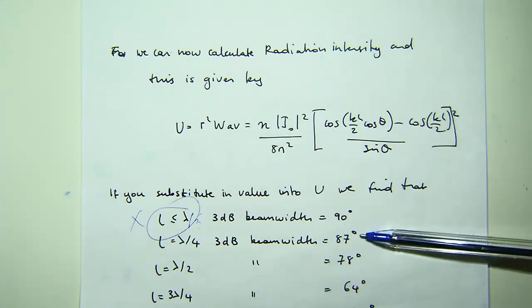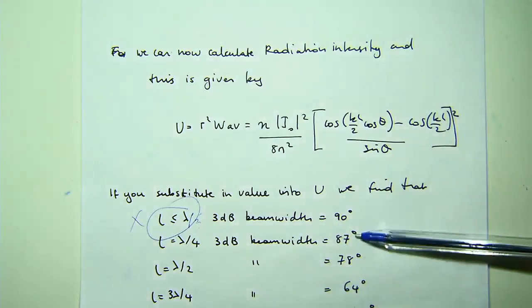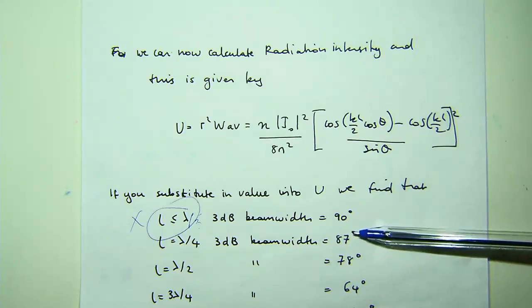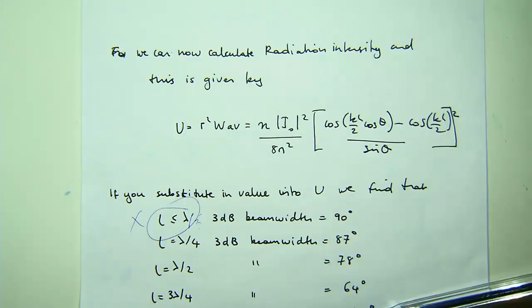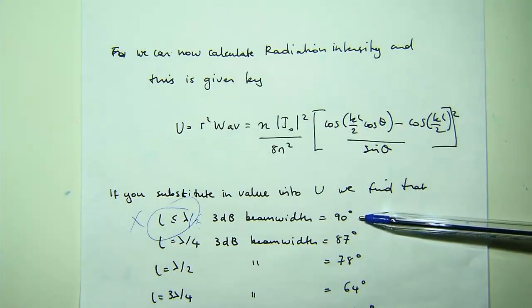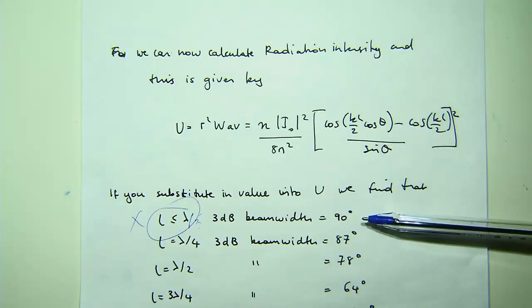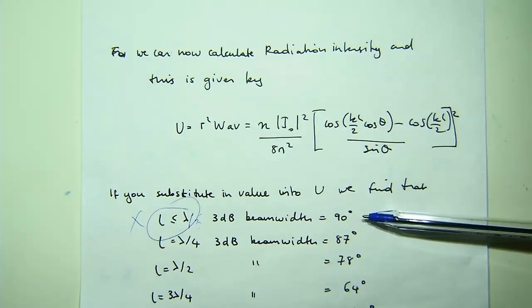Then as we increase the size, as we go from lambda on 4 to lambda on 2 to 3 lambda on 4 to lambda, we can see that the beam width decreases. So what this means is we're getting more directivity. So the advantage of having less directivity is what? Why do we want some antennas to be isotropic or almost isotropic? Stronger? No. If they're isotropic, they're not stronger. Can receive the radiation from all directions.